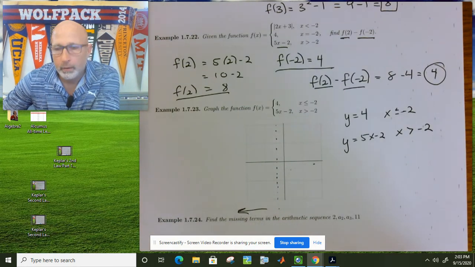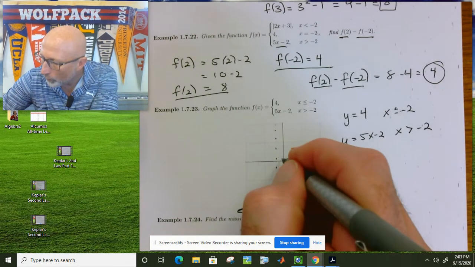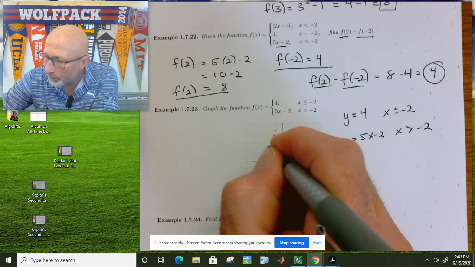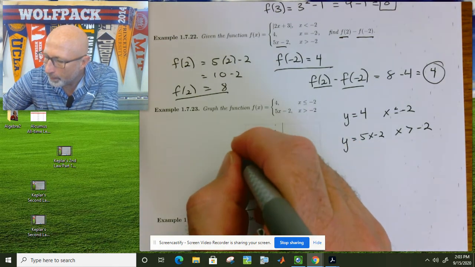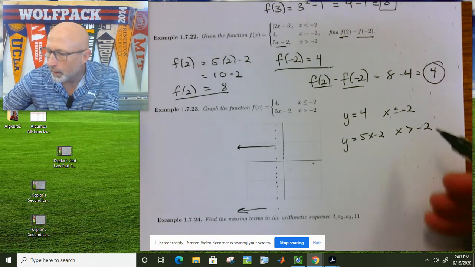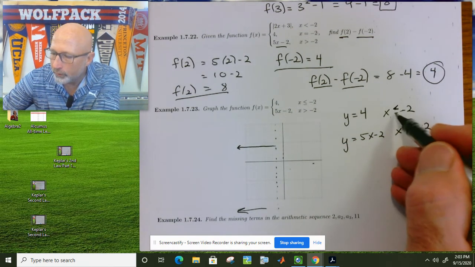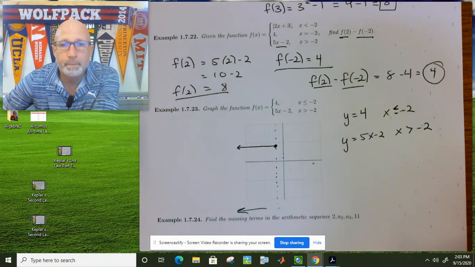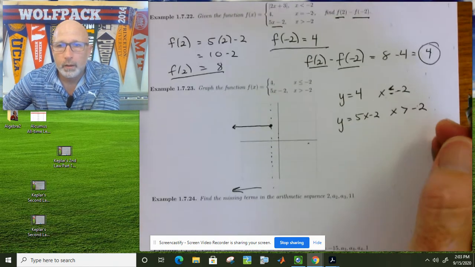So less than or equal to negative 2 is going to be back over here in this area. So it's simply equal to 4. So 1, 2, 3, 4. So the graph will just look like that. Now it's less than or equal to, which means that at that spot, it's going to be a closed circle.